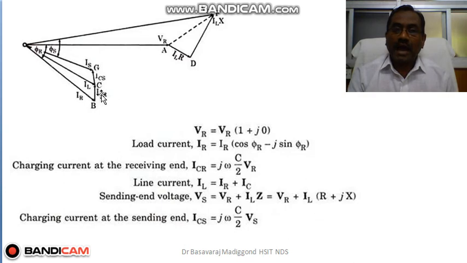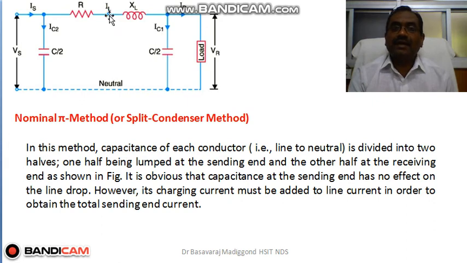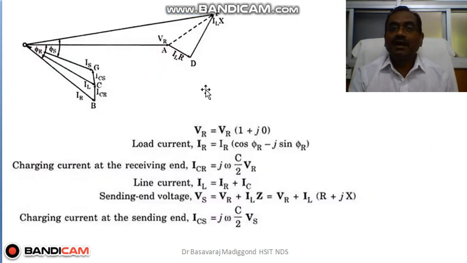So if ICR is added to IR, what you will get is IL. And this IL, when it flows through resistance, will create a voltage drop which is in phase with IL, and when it flows through inductive reactance XL, it will create a voltage drop IL into XL, which is leading this current by an angle of 90 degrees. The same thing has been written here. IL into R is in phase with IL, and IL into XL is leading this IL by an angle of 90 degrees.